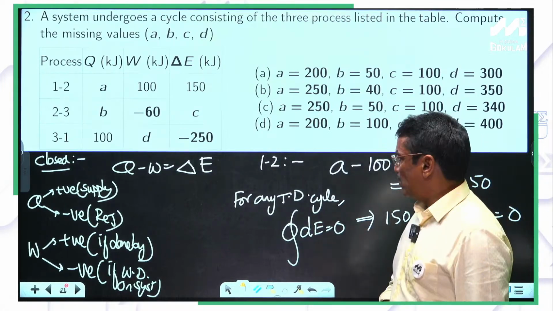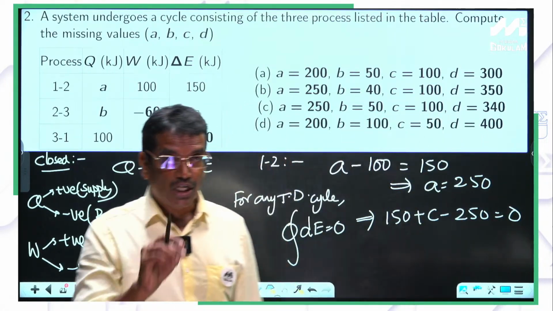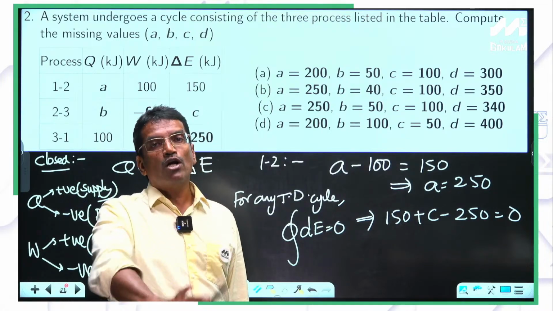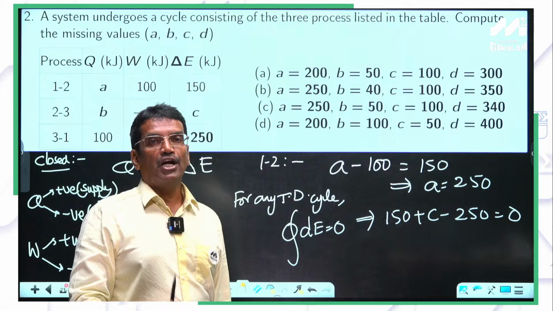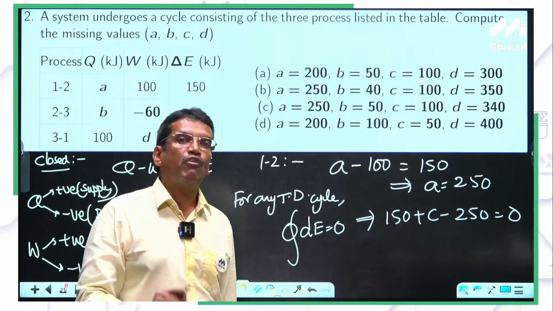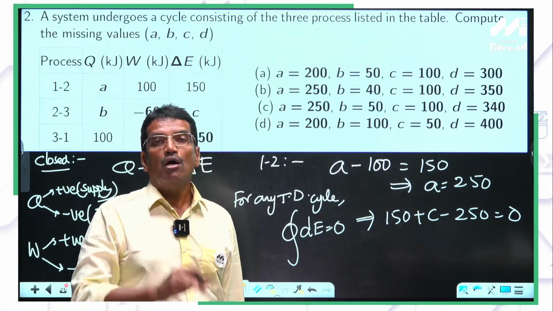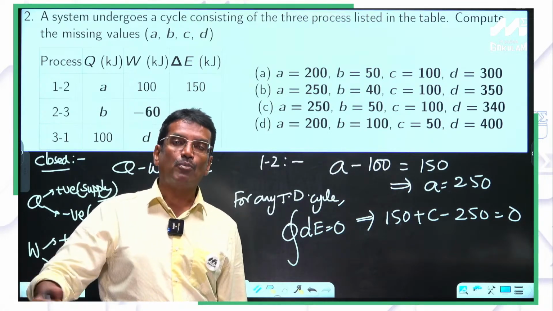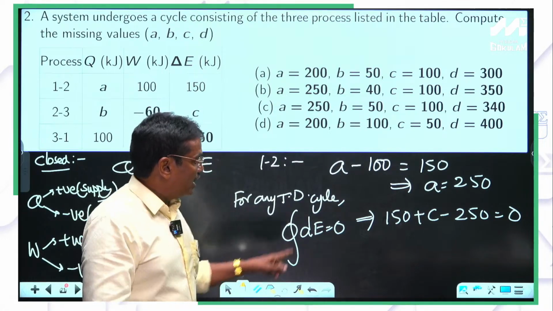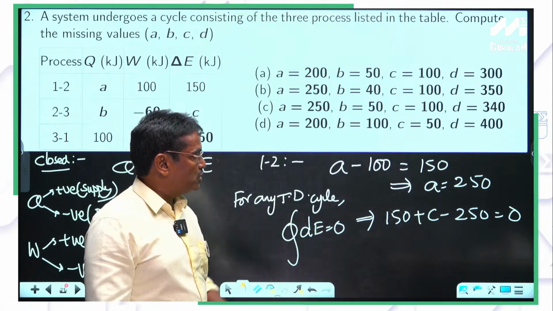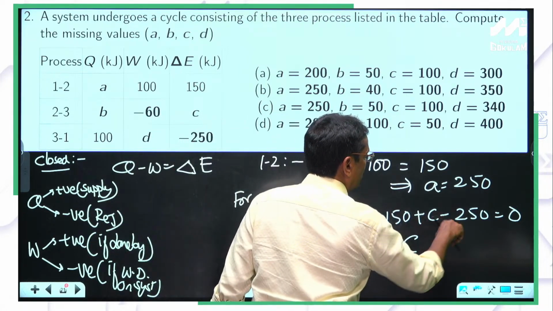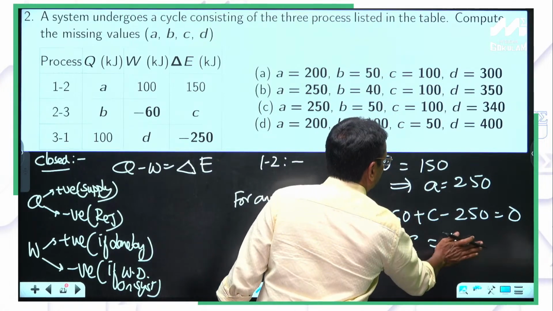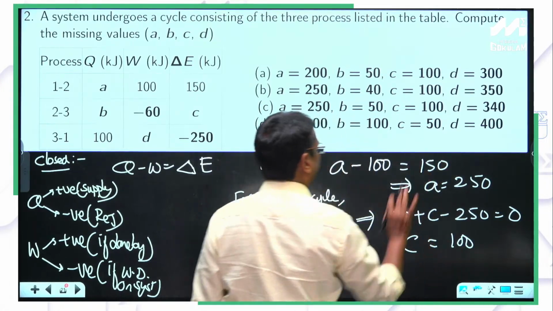For any thermodynamic cycle, please remember, internal energy is a property. Heat and work are not properties, they are path functions, they are inexact differentials. But all other things like pressure, volume, internal energy, enthalpy, entropy, they are all properties. The cyclic integral of the differential of any property is 0. From this, C can be obtained as 250 minus 150, it will become 100. C is 100. We got A and C.